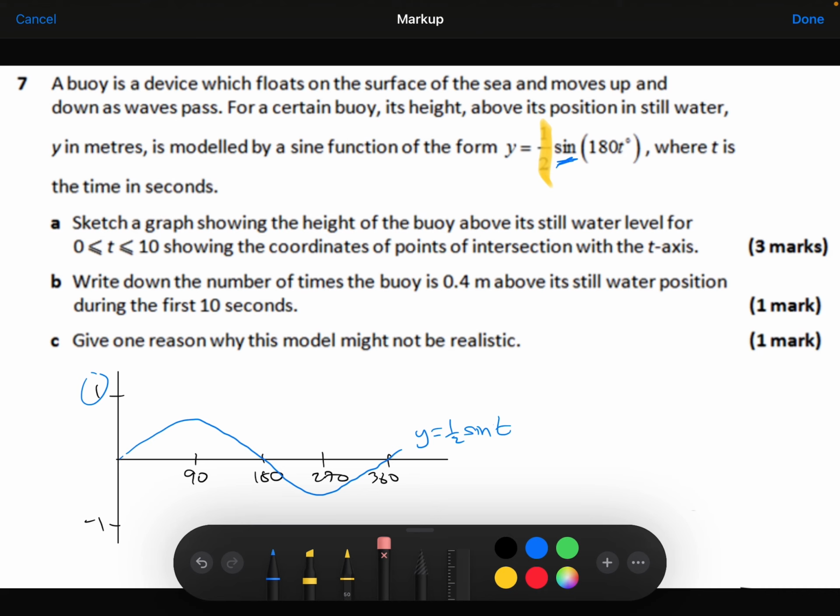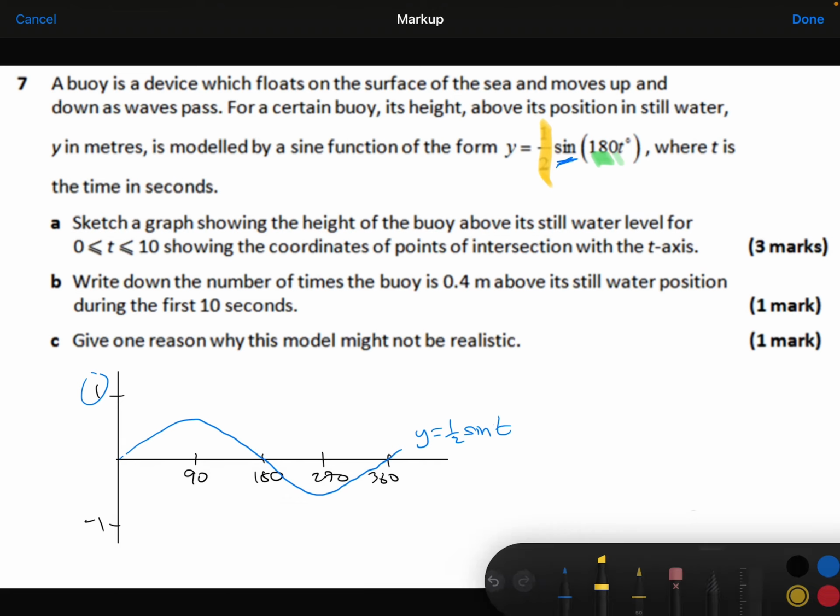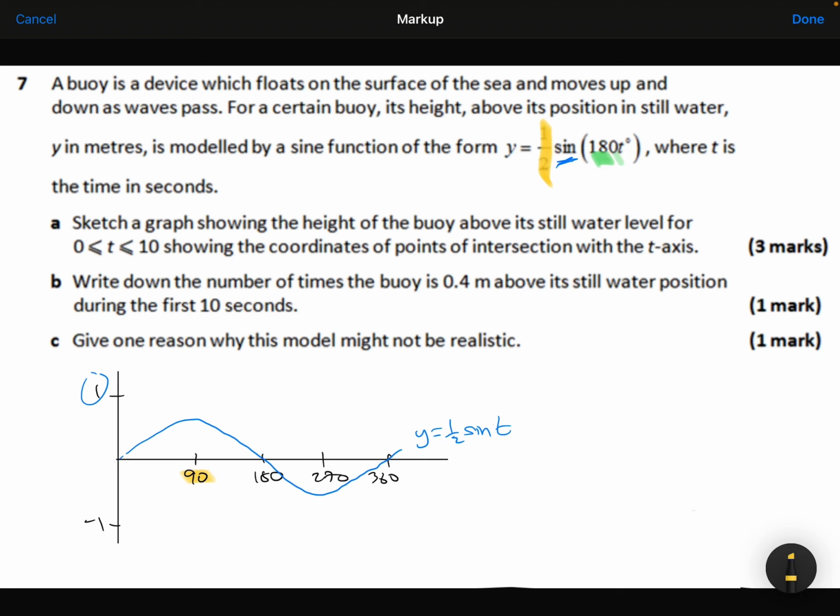Right, the 180 on the inside there. Now, because it's on the inside, it affects the x coordinates, or in this case, the t coordinates, and I need to do the opposite. So instead of multiplying by 180, I would divide by 180. So that would mean that this coordinate here would become a half. This coordinate here would become 1. This coordinate here would become 1.5, 2, and so on.